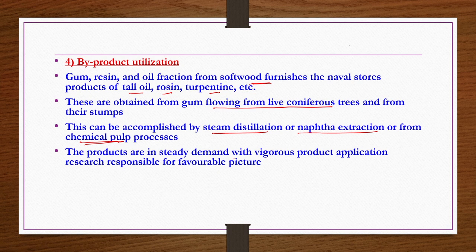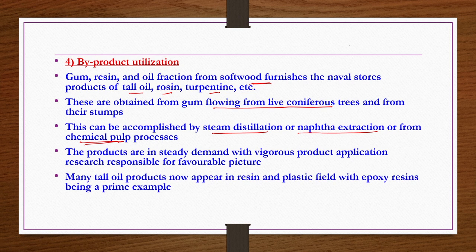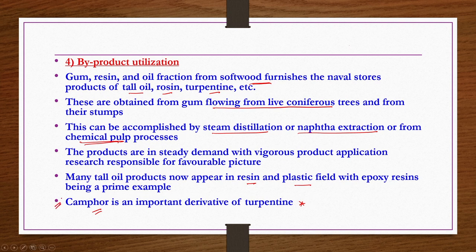The products are in steady demand with vigorous product application research responsible for a favorable picture. Many tall oil products now appear in resin and plastic field, with epoxy resins being a prime example, and camphor is an important derivative of turpentine. So, whatever possible byproducts are there, one has to see how to recover them to make the plant more and more economical. Because if you recover more byproducts and get more money from them, the cost of your main product would reduce, and then there would be more demand for such products.